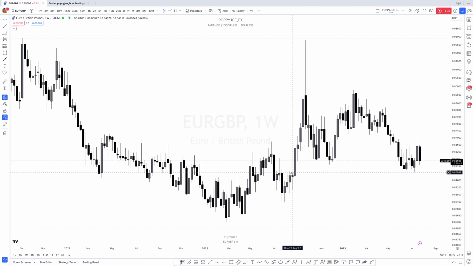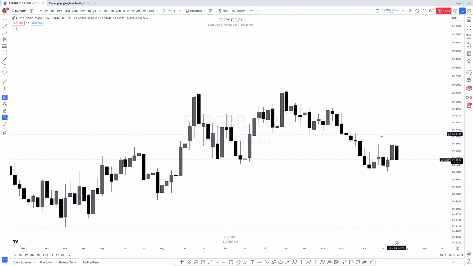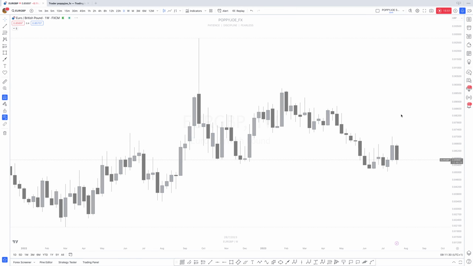So we have this imbalance also here, this fair value gap. The market only reacted at the initial yield. Now the market came for a complete fill. You can see the market now tapping lower, and that's the reason why I'm looking for a buy on this one.